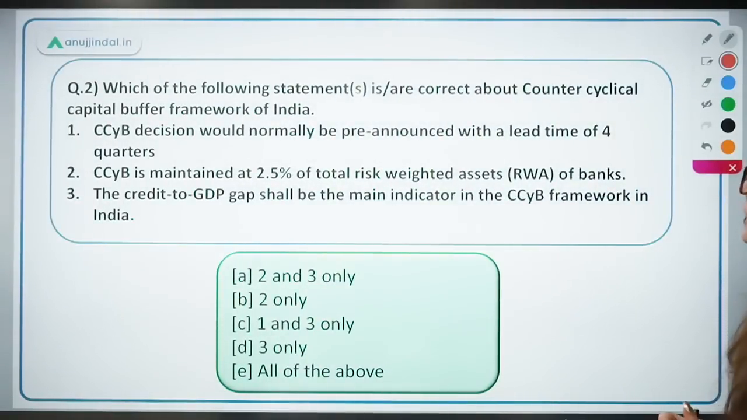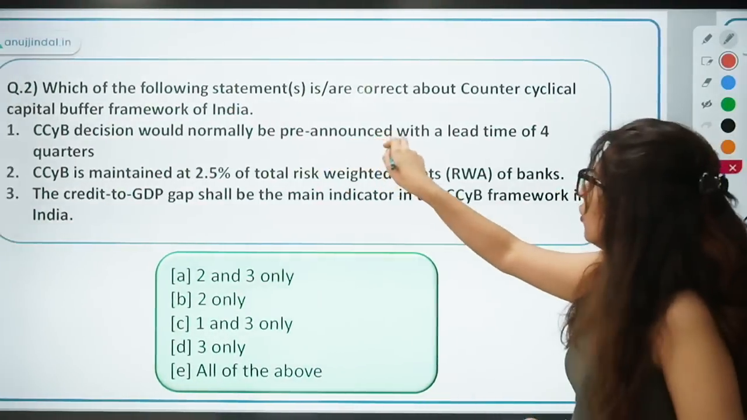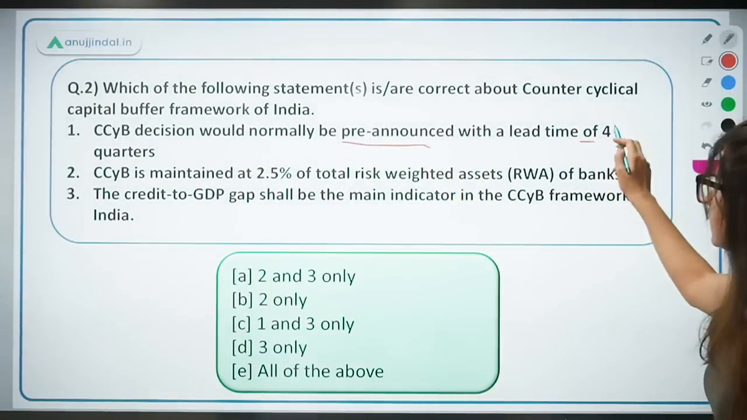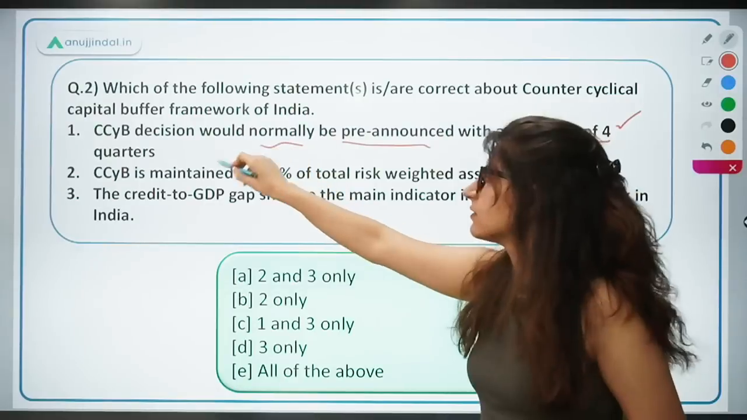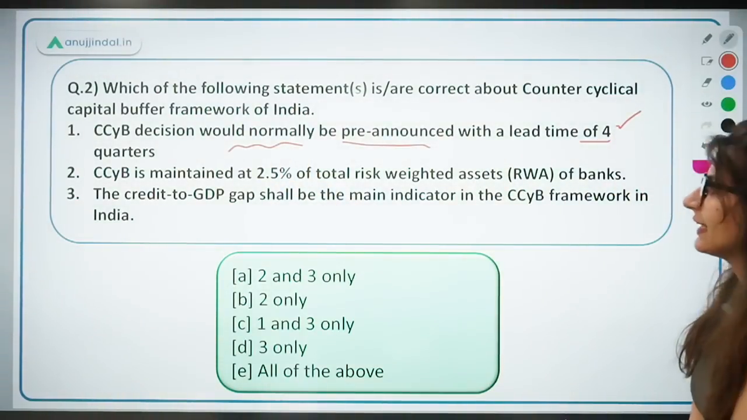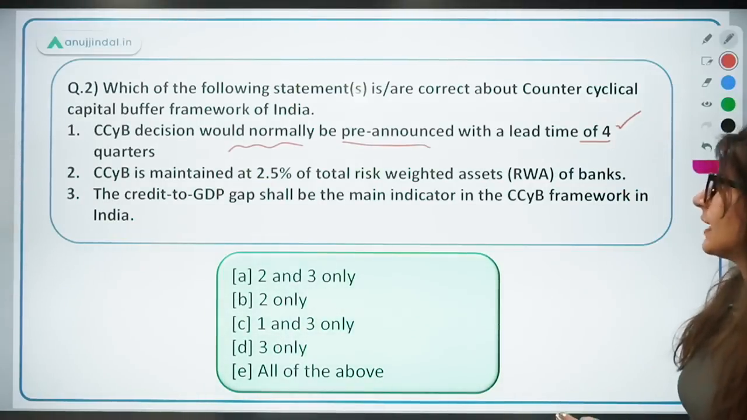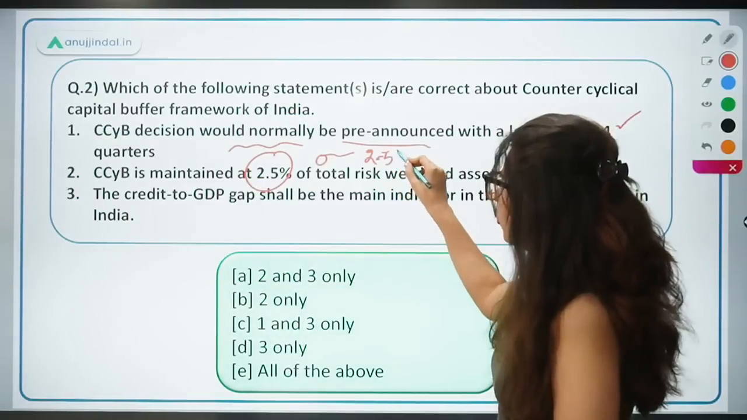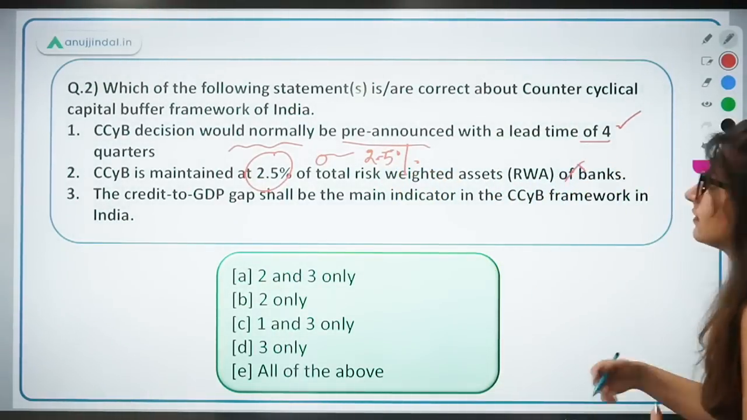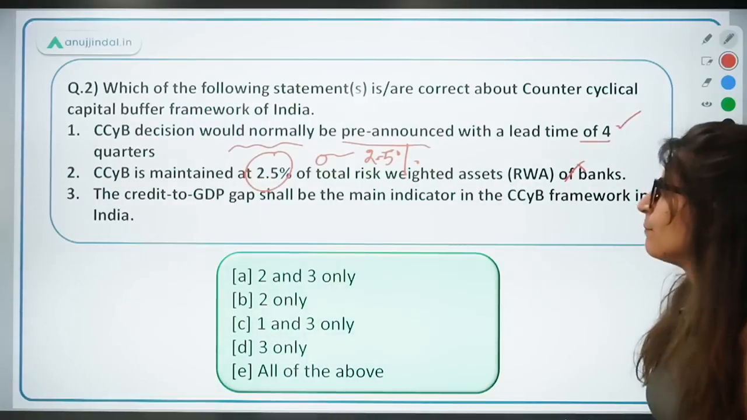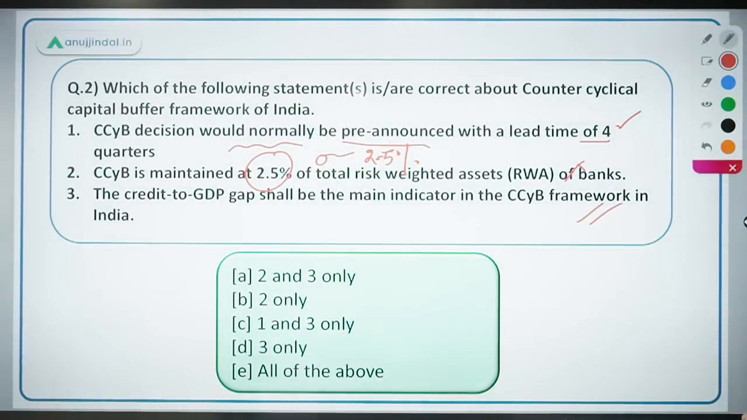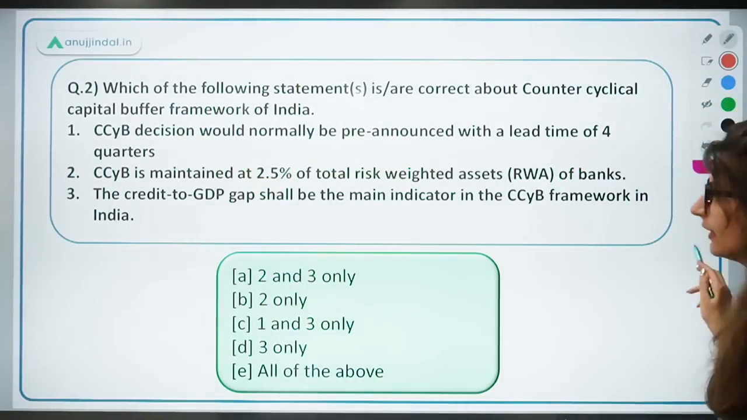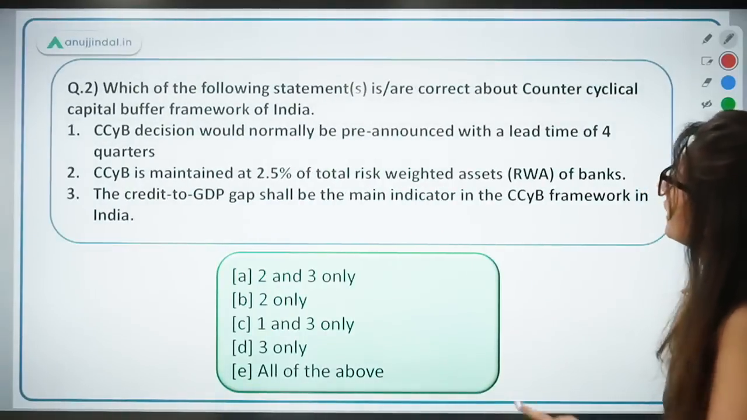Which of the following statements are correct about the countercyclical capital buffer framework in India? The countercyclical capital buffer decision would normally be pre-announced with a lead time of 4 quarters. This is correct. Normally, this is the norm. Usually, the countercyclical capital buffer is maintained at 2.5% of the RWA. Now this is 0 to 2.5%. So this is an incorrect statement. Credit to GDP gap shall be the main indicator in the CCYB framework in India. This is also correct. It is the main indicator. We had to find out the correct statements.